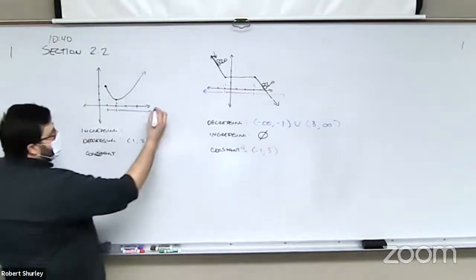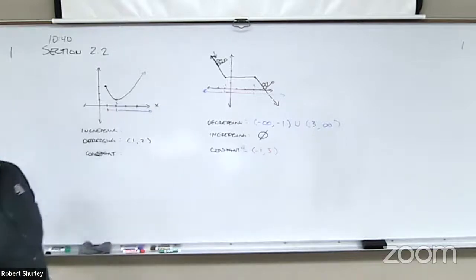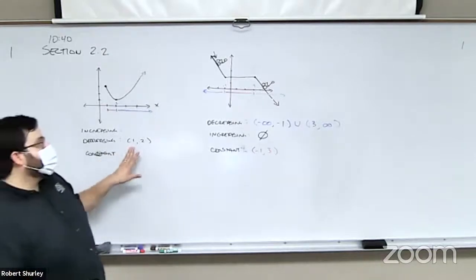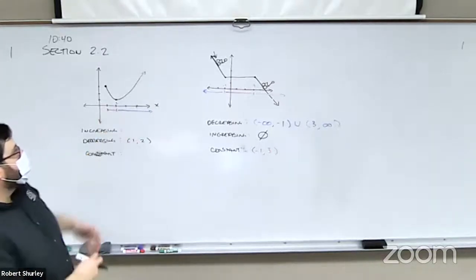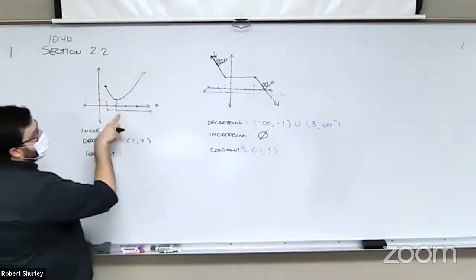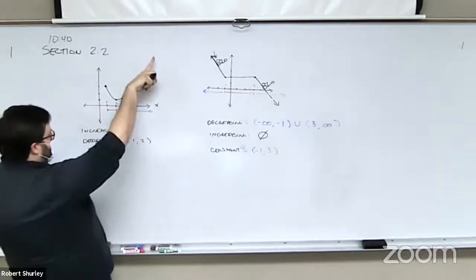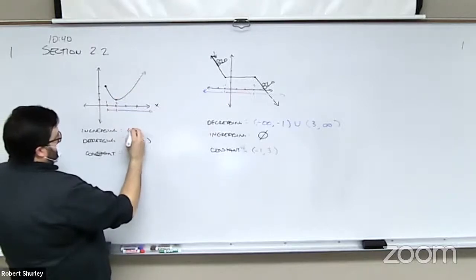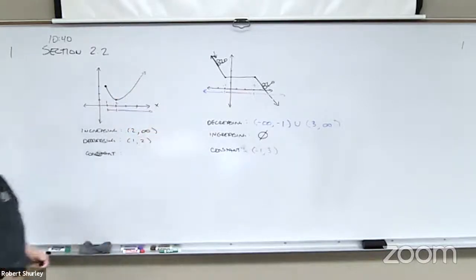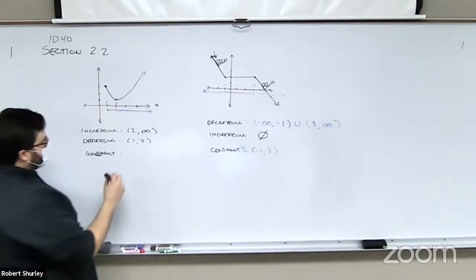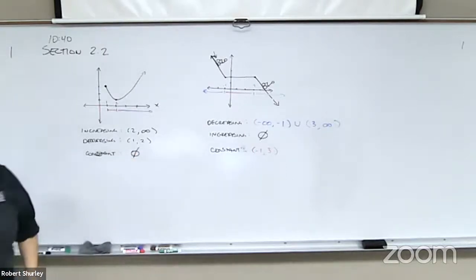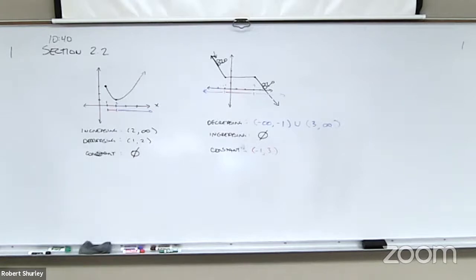Remember, we're only using x values. That looks like a coordinate, but it's not, it's an interval. It's from x equals 1 to x equals 2. We're decreasing, and then at 2, forever, we're going to be increasing. So 2 to infinity. And now the constant, this one doesn't have a constant. We don't have a constant. Okay?